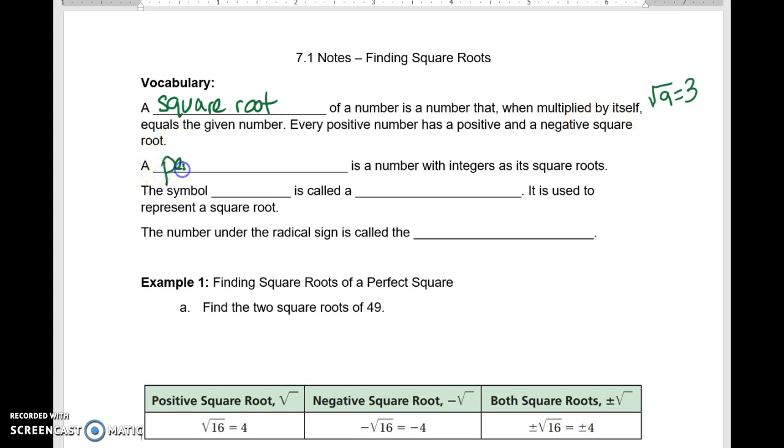A perfect square is what I told you about on that first page. Those are all of the numbers that have integers as square roots. So like the square root of 9 is 3. The square root of 4 is 2. Those answers are integer square roots. This is the symbol for square root. Kind of reminds me of your old school division house. It is called a radical sign, and it is used to represent a square root. And the number under the radical sign is called the radicand.